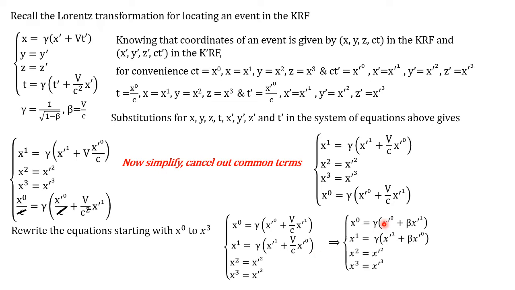So that implies that x0 equals gamma into x prime 0 plus beta x prime 1, x1 equals gamma into x prime 1 plus beta x prime 0. The rest remain unchanged. So actually what has happened is that v on c has been replaced by beta. So here we have gamma equals 1 divided by the square root of 1 minus beta squared, and beta equals capital V on c.